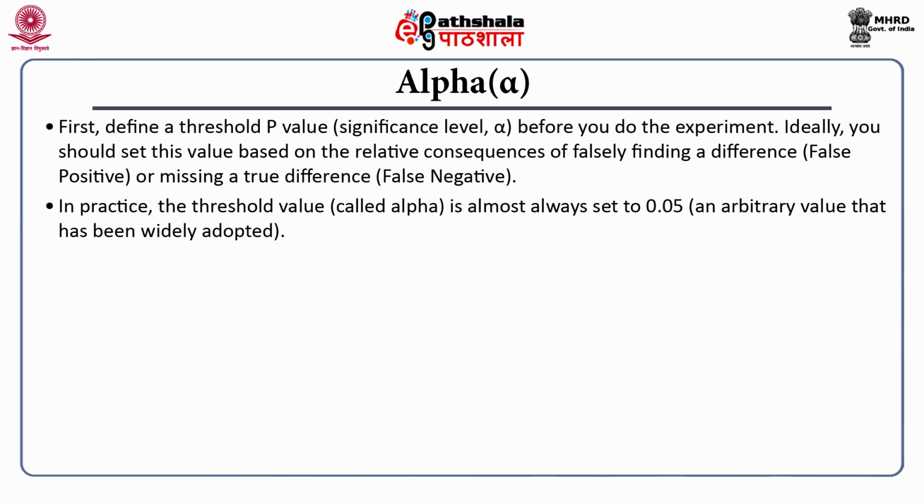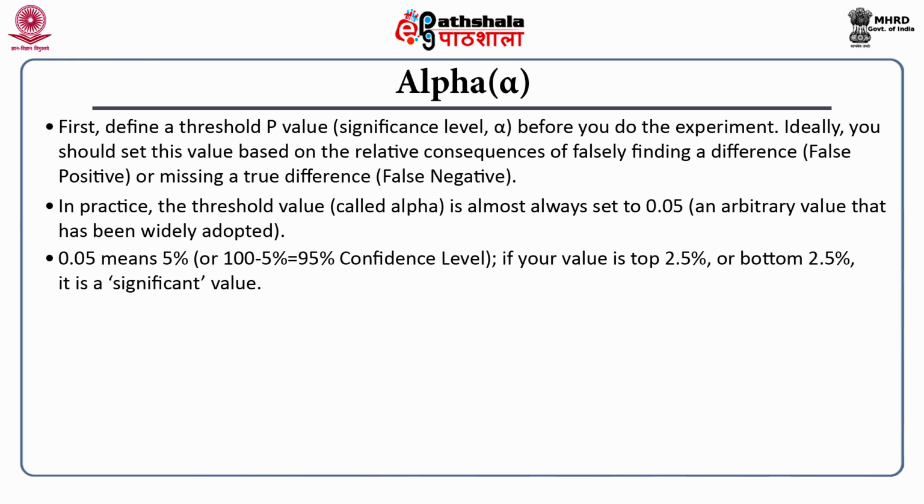A 95% confidence level is equal to 0.05 alpha, so that is the current standard throughout statistics. 0.05 means 5%, and 100 minus 5% is the 95% confidence level. If your value is in the top 2.5% or bottom 2.5%, that is a significant value. So a significant score has to be in the top 2.5% or bottom 2.5%. That means more than 97.5 percentile or less than 2.5 percentile. So that is what your significance score is.